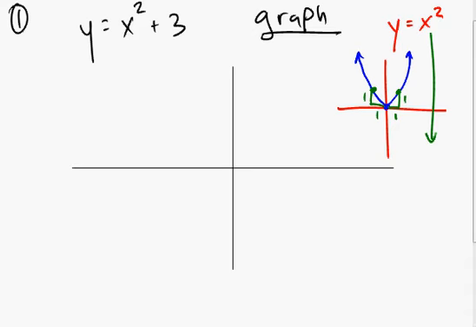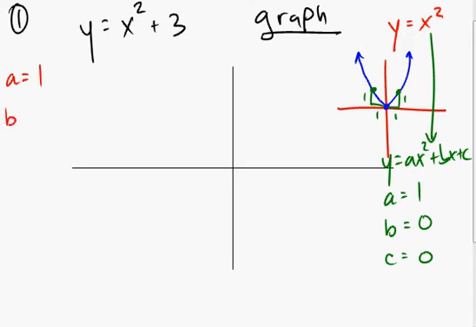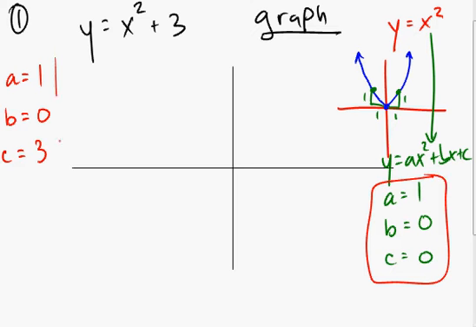This graph here is written in standard form. A is 1, B is 0, C is 0, right? So if you know this, and you look at your equation, you say, all right, this is also in standard form. A is 1, B is 0, C is 3. So if you compare these, the A stayed the same, right? 1 and 1. The B stayed the same. The only thing that changed here is the C.